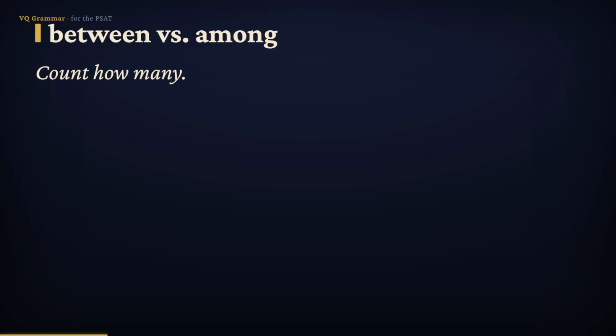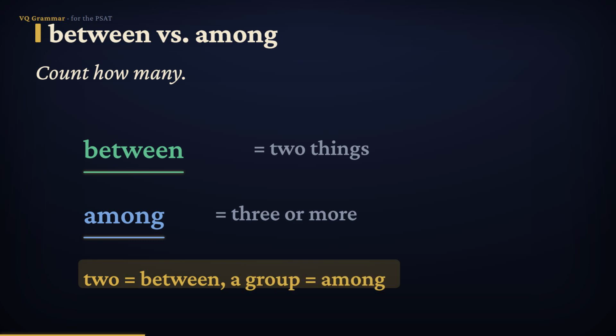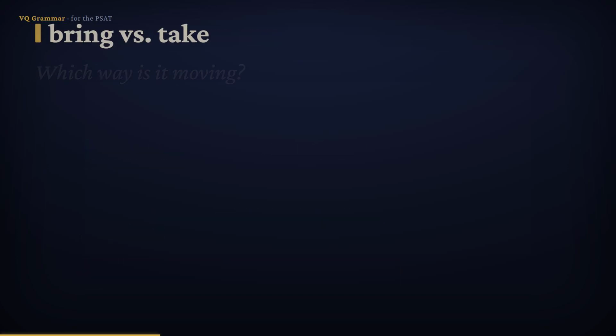Second pair, between and among. Use between for 2 people or things. Split the prize between the 2 winners, just 2. Use among for a group of 3 or more. She felt at home among her teammates, a whole group. So just count. If it's 2, use between. If it's 3 or more, a group, use among. 2, between, a group, among.